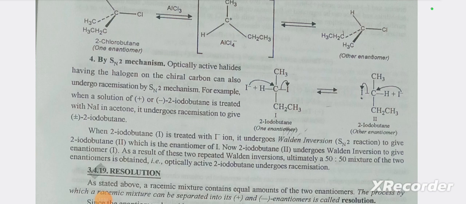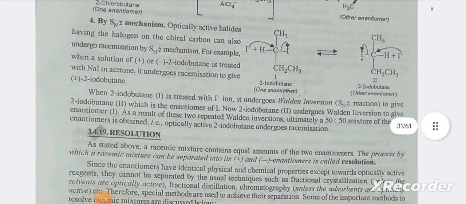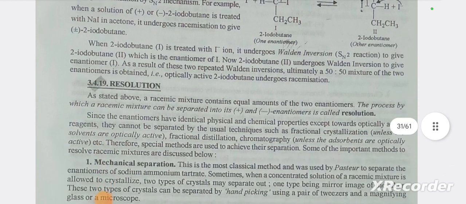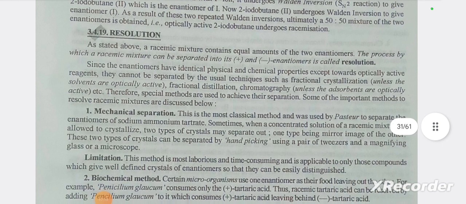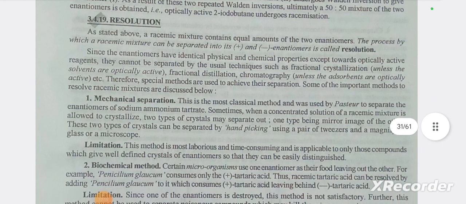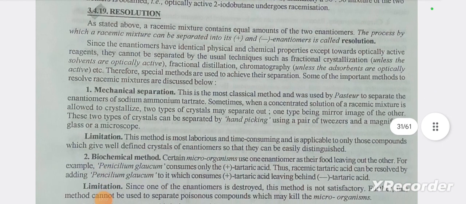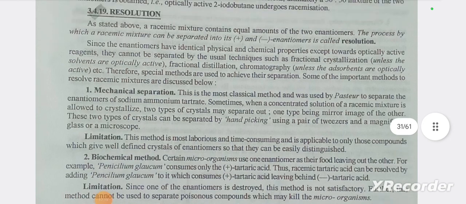When 2-iodobutane is treated with I negative ion, it undergoes Walden inversion to give the second 2-iodobutane, which is an enantiomer of the first. Now this 2-iodobutane undergoes Walden inversion to give the original enantiomer as a result of two repeated Walden inversions. Ultimately, a 50-50 mixture of the two enantiomers is formed. Optically active 2-iodobutane thus undergoes racemization.